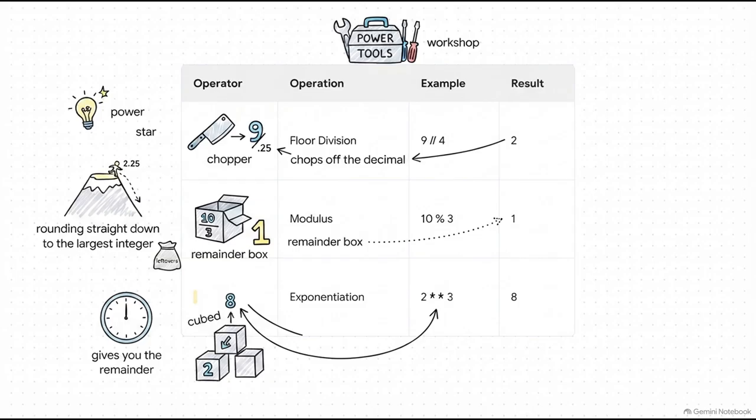The modulus operator gives you the remainder of a division. So 10 modulus 3 leaves a remainder of 1. But the crucial point here is how floor division, that double slash, works. It literally chops off the decimal, rounding straight down to the largest integer that fits. 9 divided by 4 is 2.25, but 9 floor division 4 simply gives you 2. It drops the decimal completely.